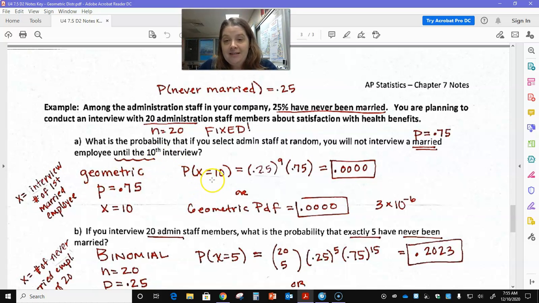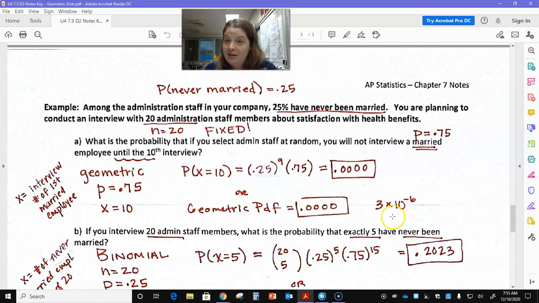So the probability that X is 10, the first married employee is the 10th one. You could say, well, that's 9 non-married employees followed by the one married. Using the formula, or you could do geometric PDF. When you do that, you're going to enter in 0.75 and 10.